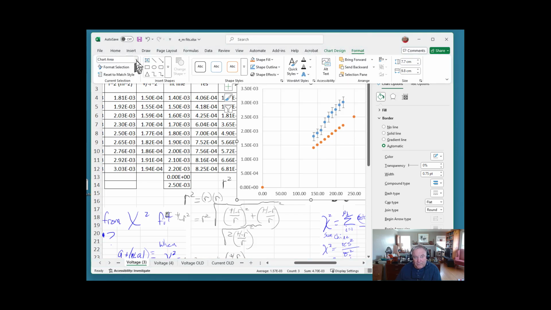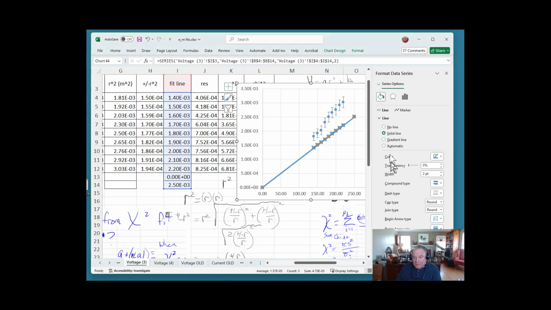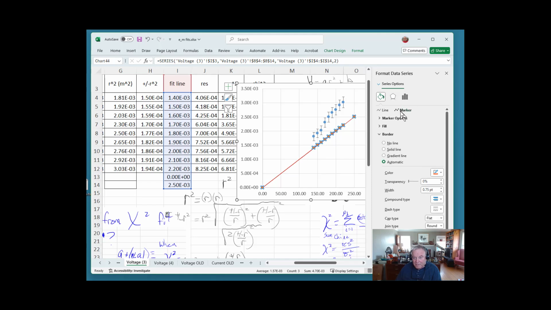Format, series fit line. And let's see, oh yeah, solid line. And we'll make it a deep red. And make it really thin. And then we want to mark our options, none. Okay.